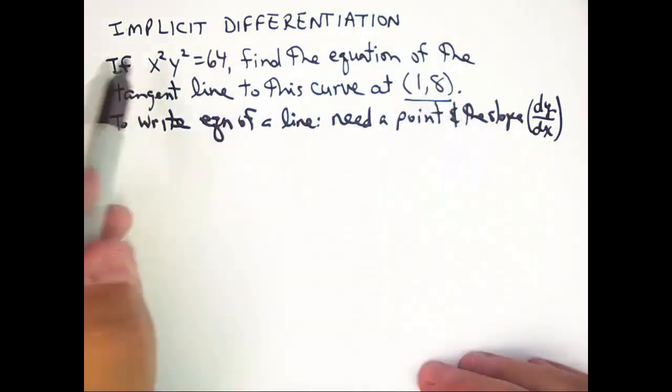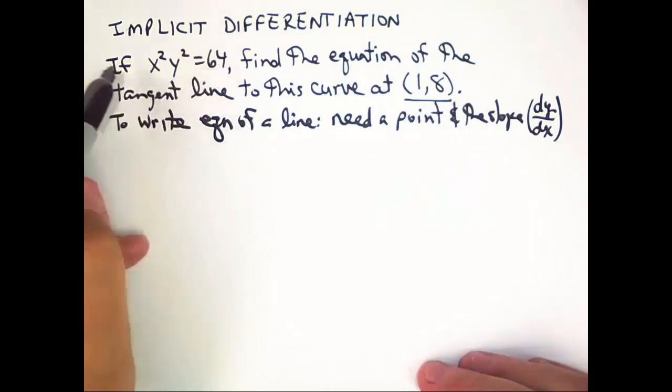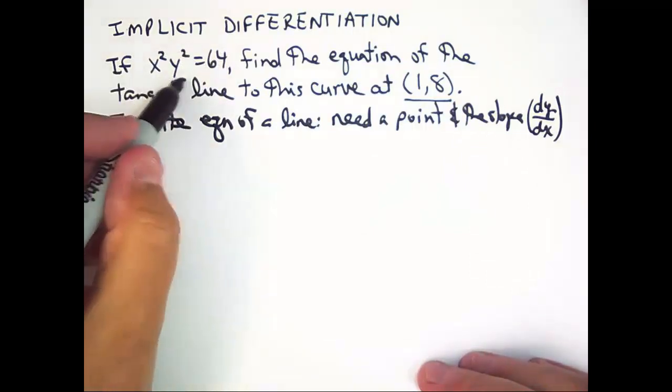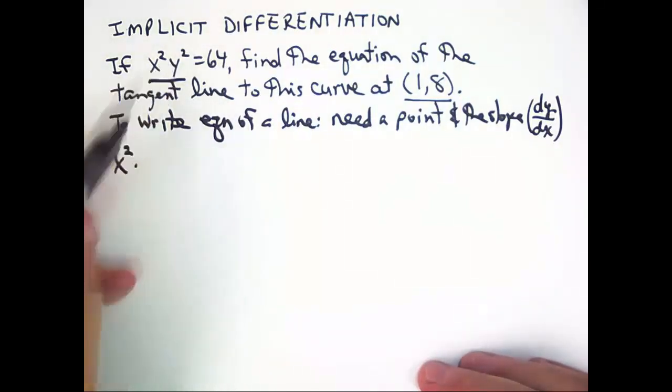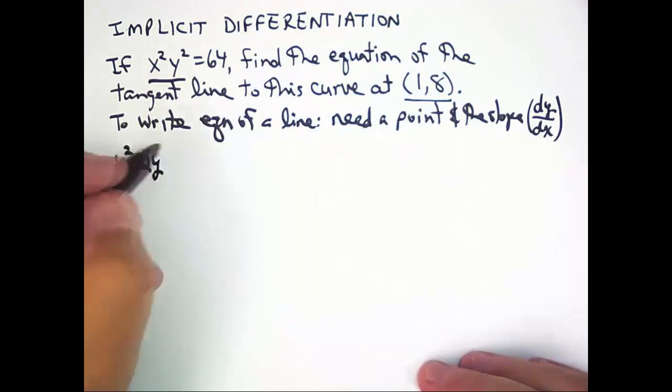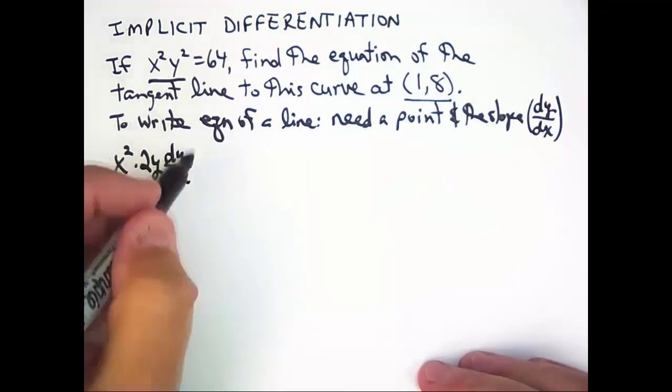We already have the point, so we find the slope using implicit differentiation. If we go back to this problem, we're going to use the product rule on the left-hand side. So you've got the first factor, which is x squared, times the derivative of y squared, assuming y is a function of x. That'd be 2y to the first, but then you've got to come back by the chain rule and take the derivative of y, which is dy over dx.